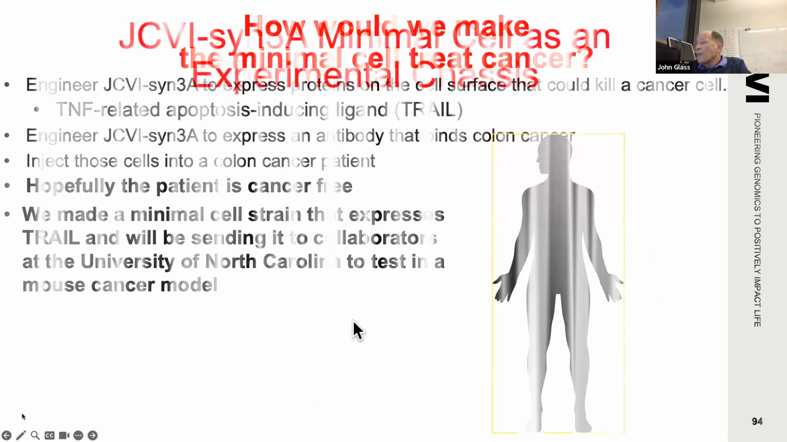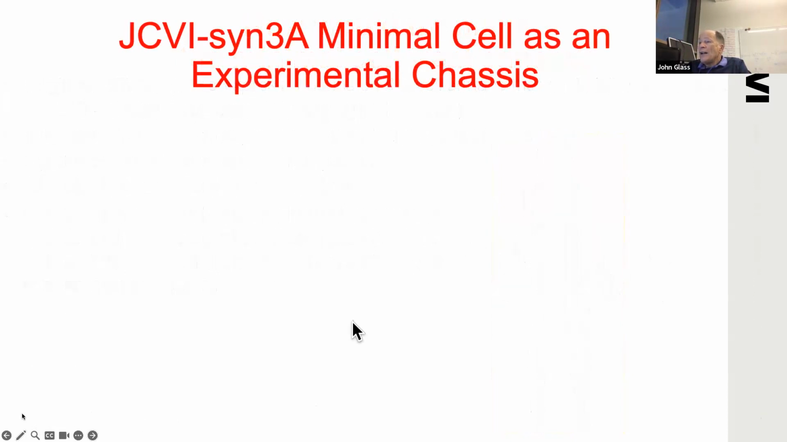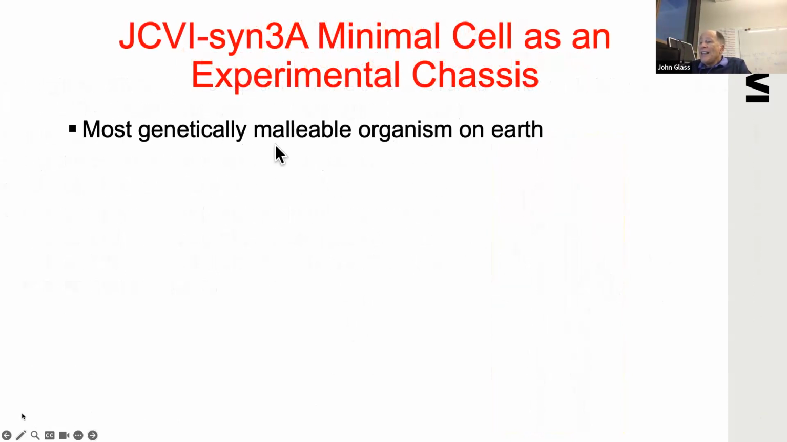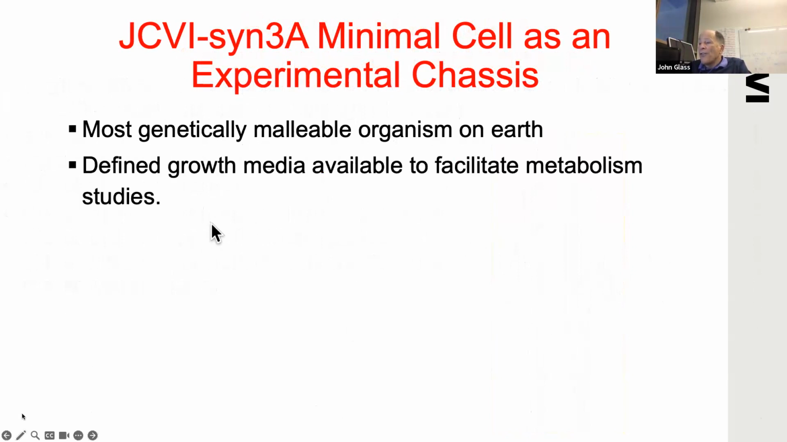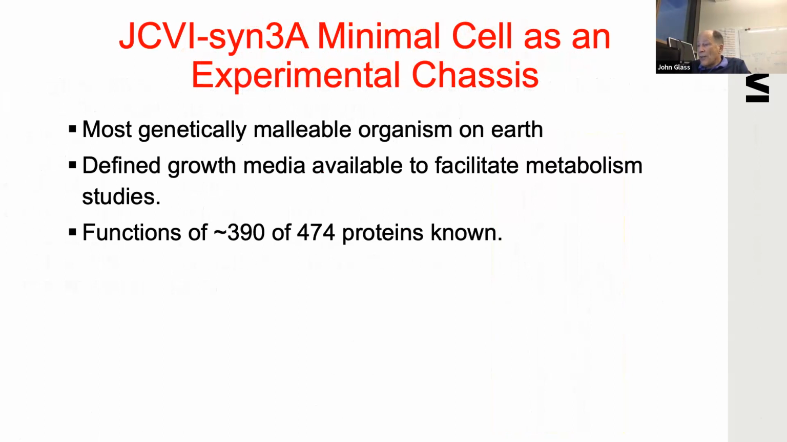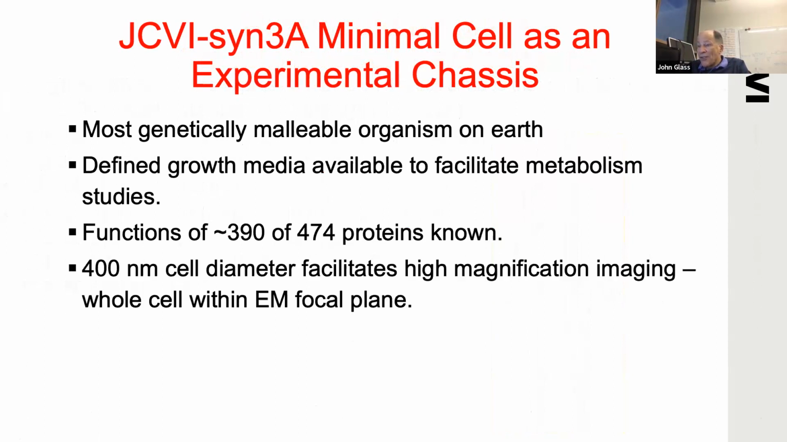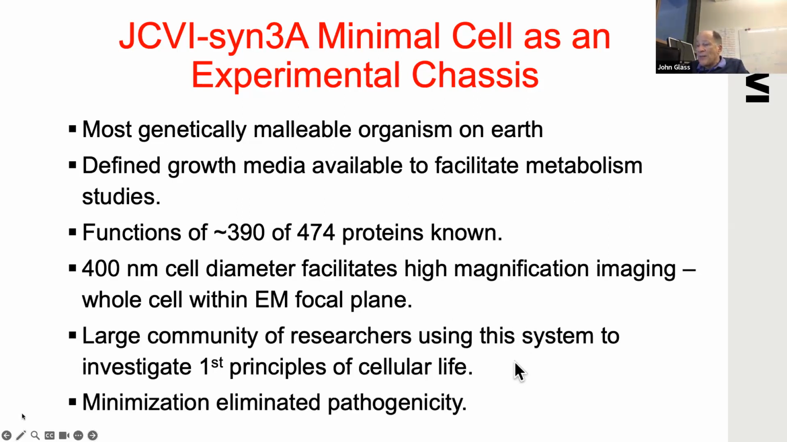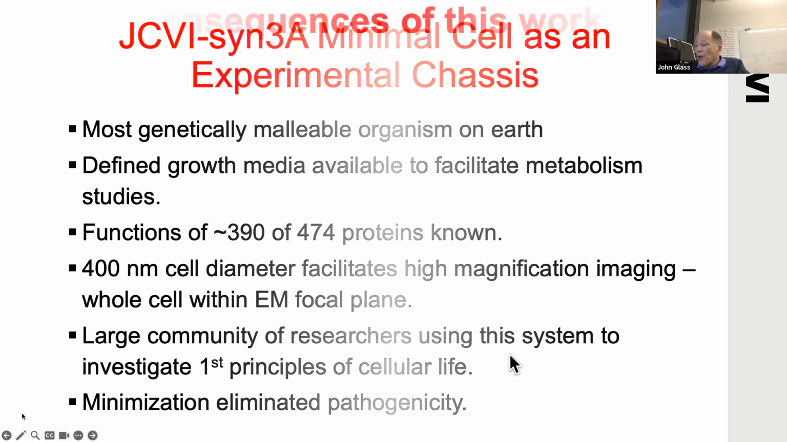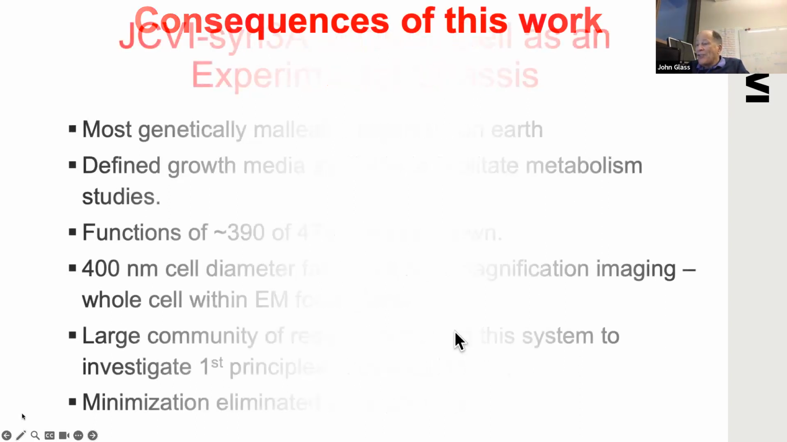So this might be a really exciting use as an experimental chassis. Ours is the simplest organism and the most genetically malleable organism on Earth. It can grow in a defined media to facilitate metabolism studies. We know the functions of the vast majority of the genes, a larger fraction than for any other cell on Earth. It has a small cell that is readily amenable to microscopy. We have a community of researchers working, and it is non-pathogenic.